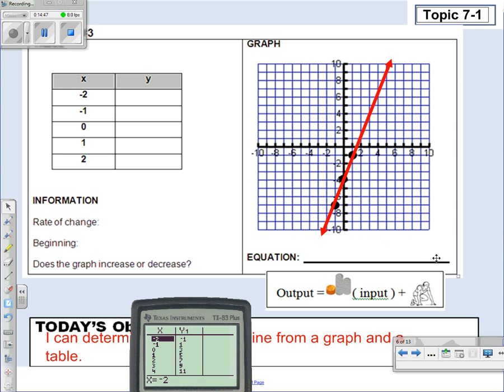Now we'll fill in the table as far as we know. We know that at x is 1, y is negative 1. At x is 0, y is negative 4. And at x is negative 1, y is negative 7.